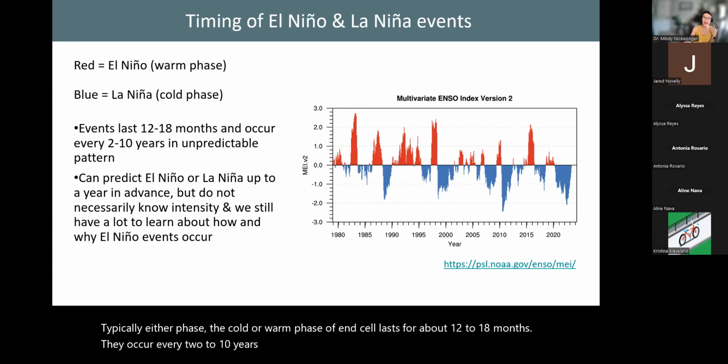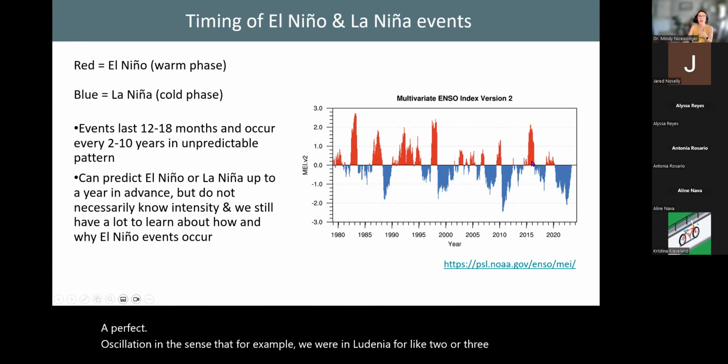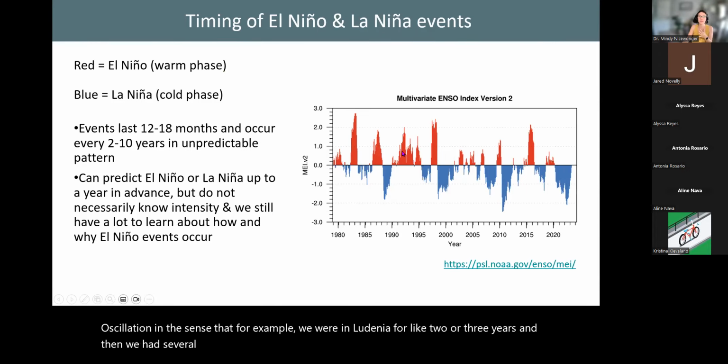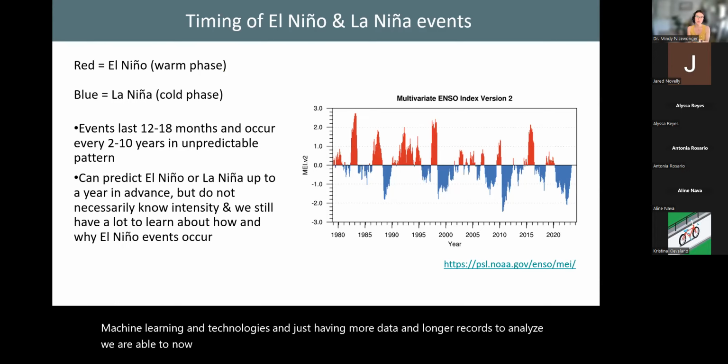It's not a perfect oscillation in the sense that, for example, we were in La Nina for like 2 or 3 years, and then we had several El Ninos in the 1990s. Okay, typically based on our machine learning and technologies and just having more data and longer records to analyze, we are able to now predict El Nino or La Nina about a year in advance.